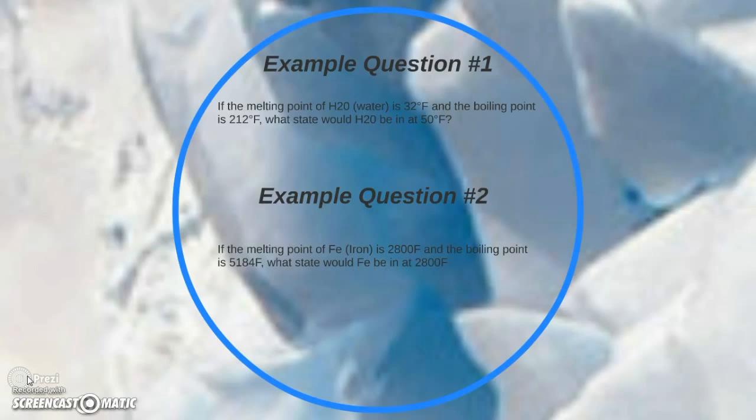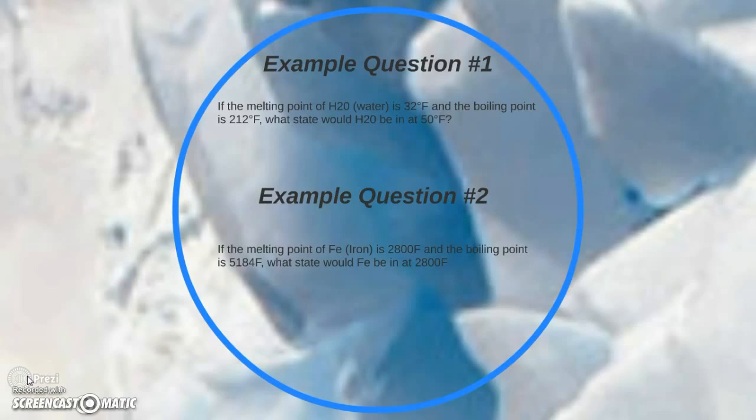And then the second example is a little bit different. It's talking about the state of iron. So if the melting point of iron is 2800 degrees and the boiling point is 5184 degrees, what state would iron be at 2800?